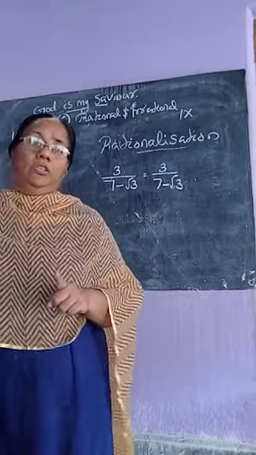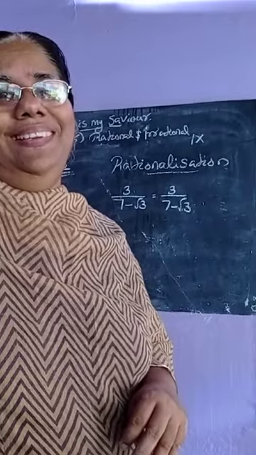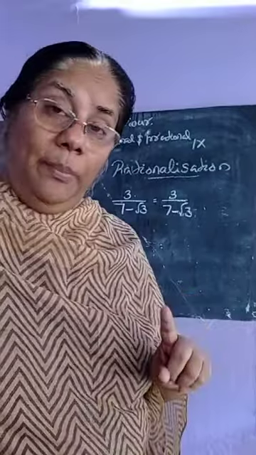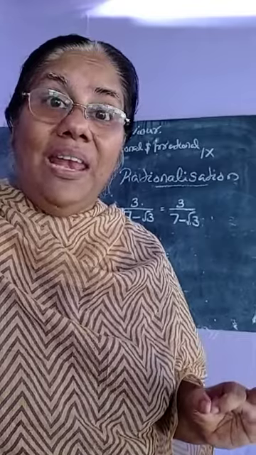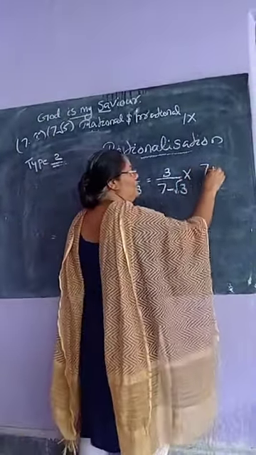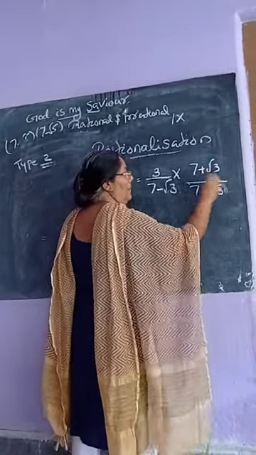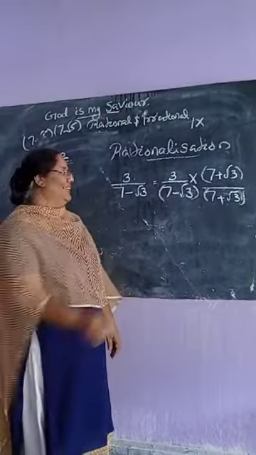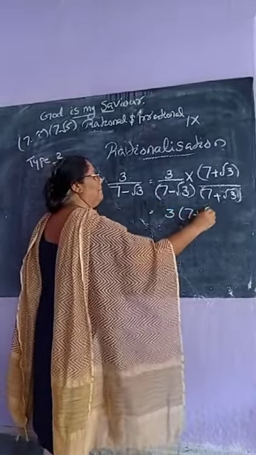Here the denominator is 7 minus root 3. Then what's the conjugate of 7 minus root 3? 7 plus root 3. If the denominator is 7 minus root 3, the conjugate is 7 plus root 3. Then multiply 7 plus root 3, then divide 7 plus root 3. Put bracket.